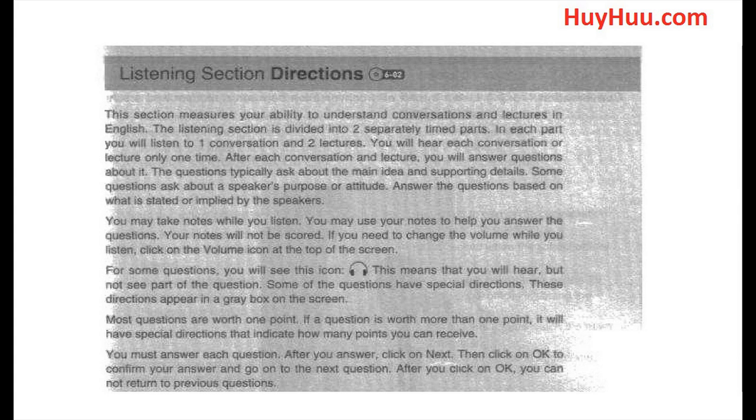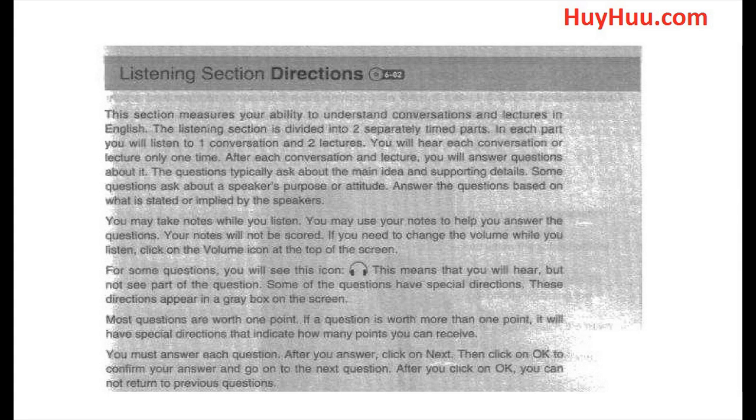You may take notes while you listen. You may use your notes to help you answer the questions. Your notes will not be scored. If you need to change the volume while you listen, click on the volume icon at the top of the screen. For some questions, you will see this icon. This means that you will hear, but not see part of the question. Some of the questions have special directions. These directions appear in a gray box on the screen.